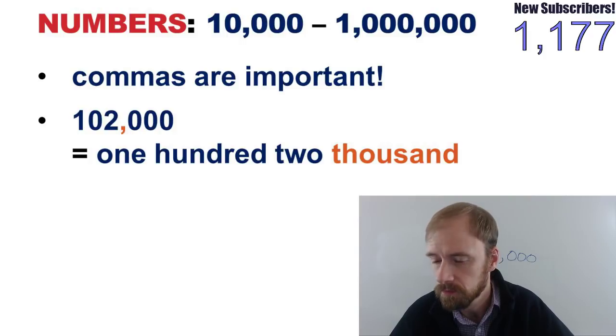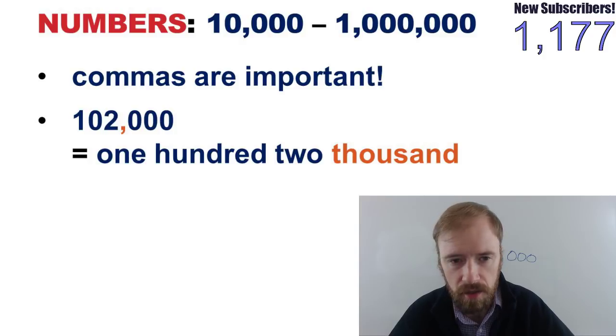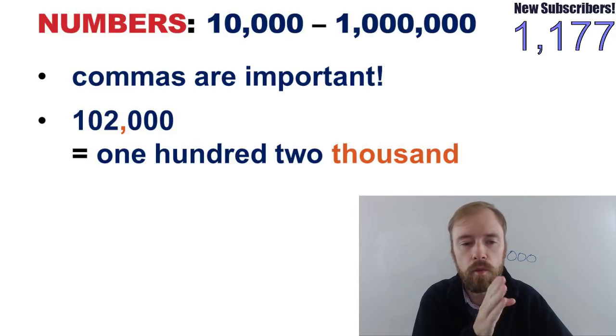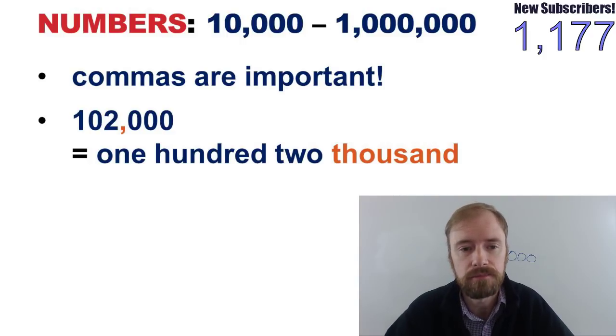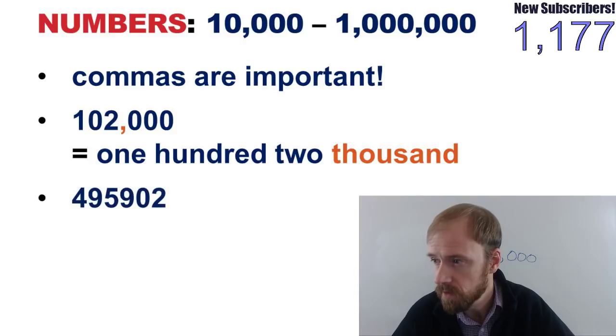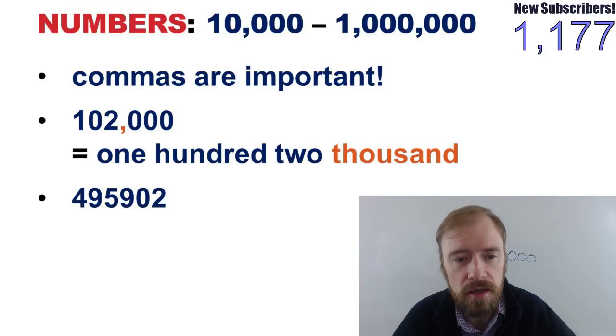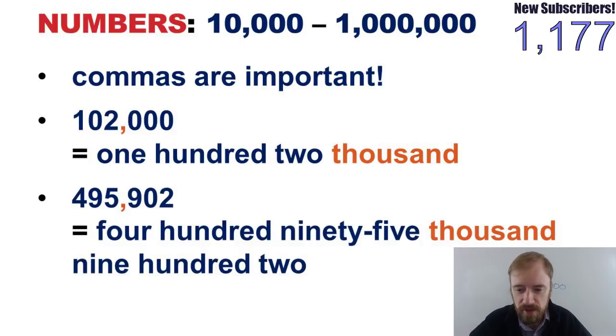If you see a comma, that is the point. If it's one comma, that is the point you say 1,000. So I'm going to say 102. I see the comma, 1,000. 102,000. This number is a little bit more difficult. You just 1, 2, 3. So I'm going to say 495. I see that comma, 1,000. 495,000, and then 902.